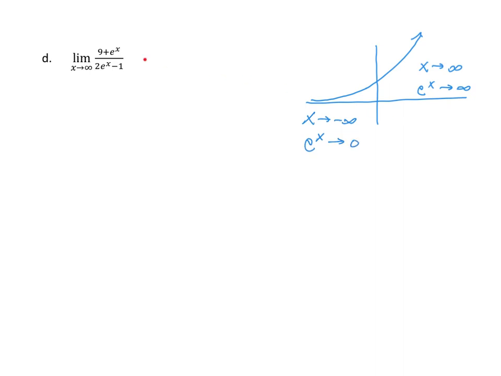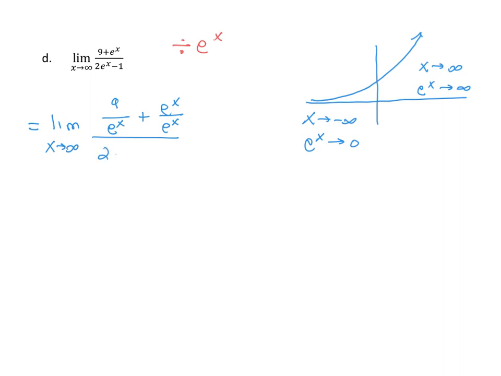Using this idea, I think we can figure out this limit, and we're approaching positive infinity. The idea is to divide the numerator and the denominator by the highest x term in some sense. And in this case, that's going to be e to the x. I'm going to divide every term by e to the x. So this limit is equal to the limit as x approaches infinity of, that's 9 divided by e to the x, plus e to the x divided by e to the x.